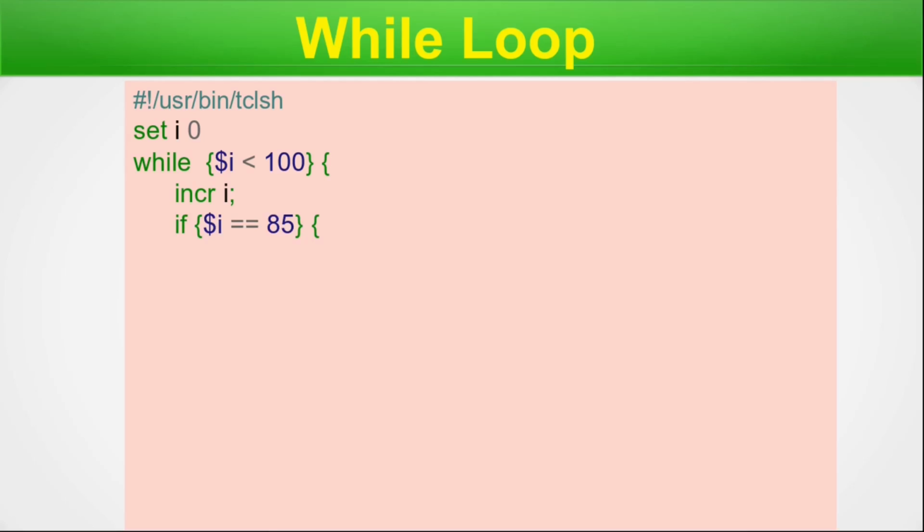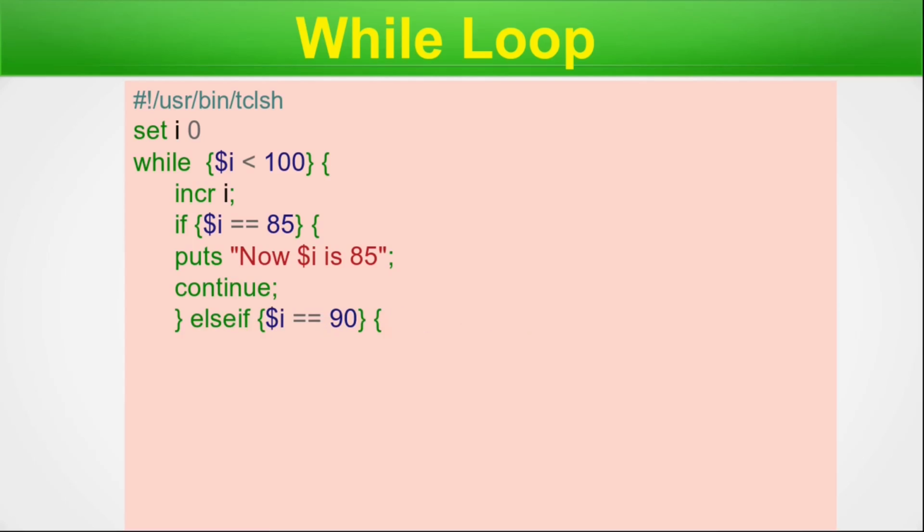And if $i equal to 85, we echo that i is now 85, and we continue. Elseif $i equal to 90, we echo I am getting out of the loop at i equal to 90. Now here you can see that the elseif condition is also used. And here we use the break. So these are the two control keywords I was talking about in the initial part. This way we can use continue and break to continue or come out of the loop.